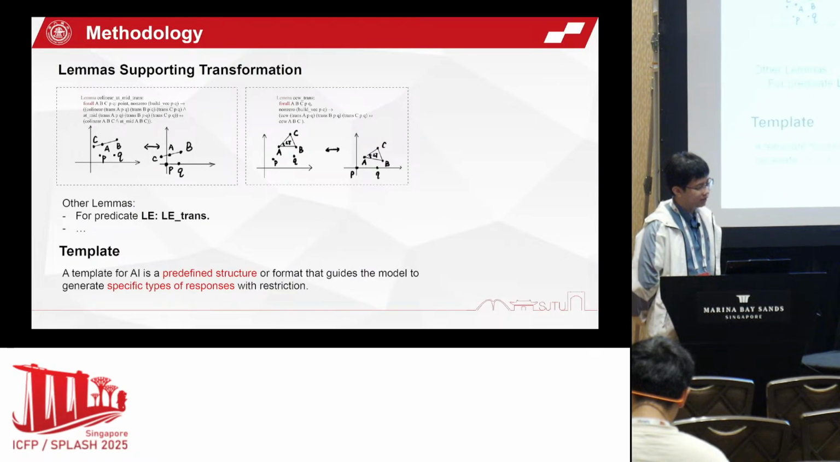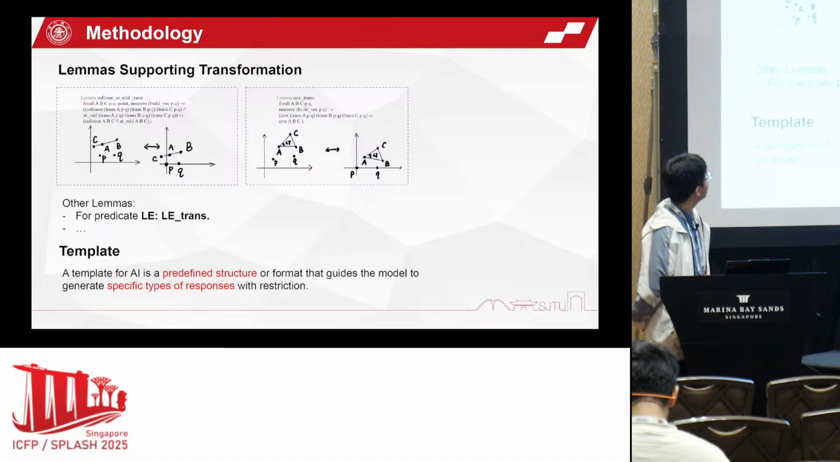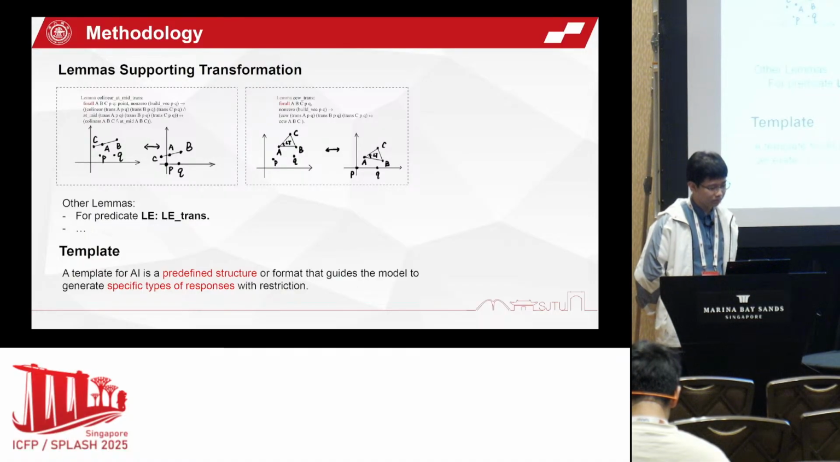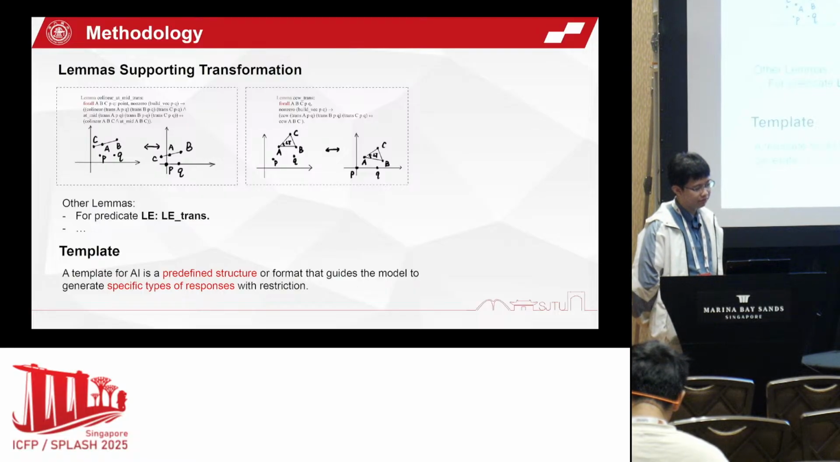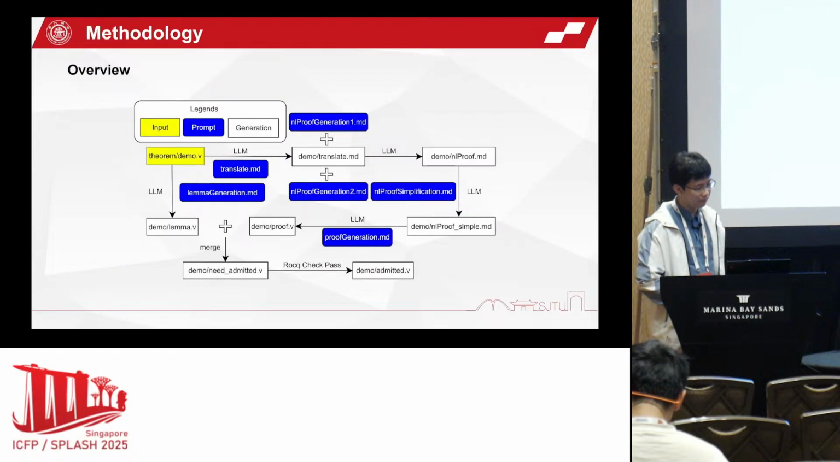We also create some lemmas to support these transformations. The left one is the collinear and the right one is the CCW. Also, we created some templates, and a template for AI is a defined structure or format to guide the model to generate specific types of response with restriction. Here is our workflow overview. You can see here we designed several prompts to make AI generate a proper generation.